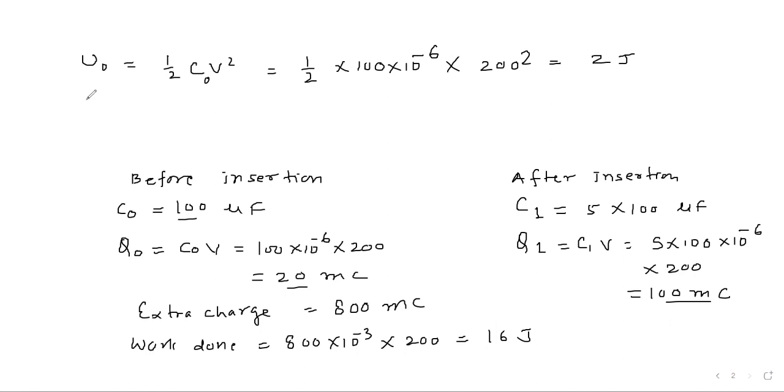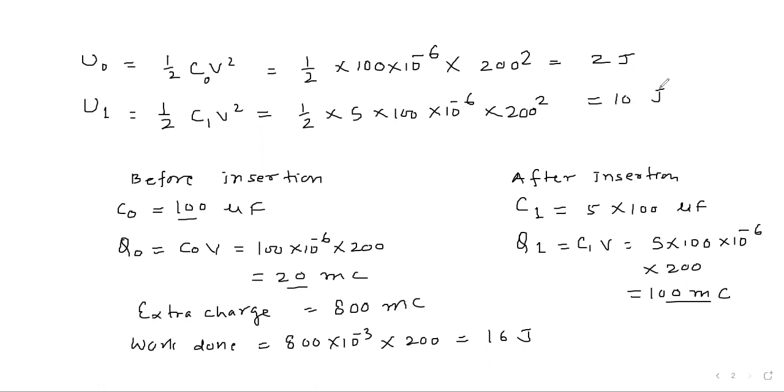And energy in presence of dielectric, say it is U1, so half C1 V squared. So 1 by 2, C1 is 5 times, because the dielectric constant is 5, so 5 times 100 into 10 power minus 6, into 200 squared. So this becomes 10 joule. So the increase in energy will be the difference of the two, and that would be 8 joule. And this is our answer.